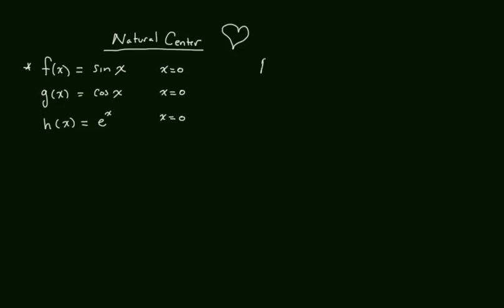Now, let's say we had p of x equals the sine of x minus pi over 3. Can you feel the natural center? x equals pi over 3. Or h of x equals e to the x plus 4, natural center, x equals -4.